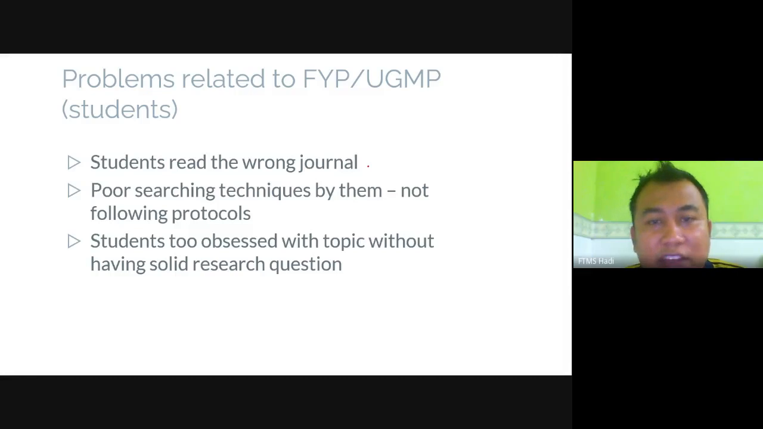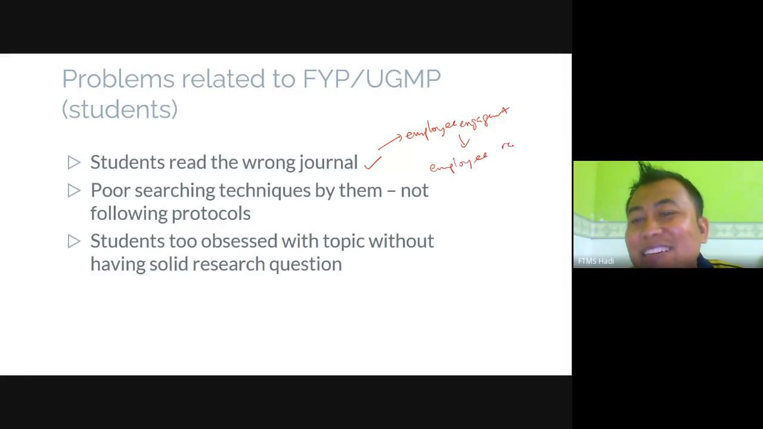A few issues related to FYP and UGMP students. Sometimes they read the wrong journal. Wrong journal means that, let's say, you do a topic on employee engagement, but somehow they read about employee resignation, which is out of context of employee engagement. Engagement means how long they want to stay. Employee resignation means we want to see the factors that lead towards the resignation.